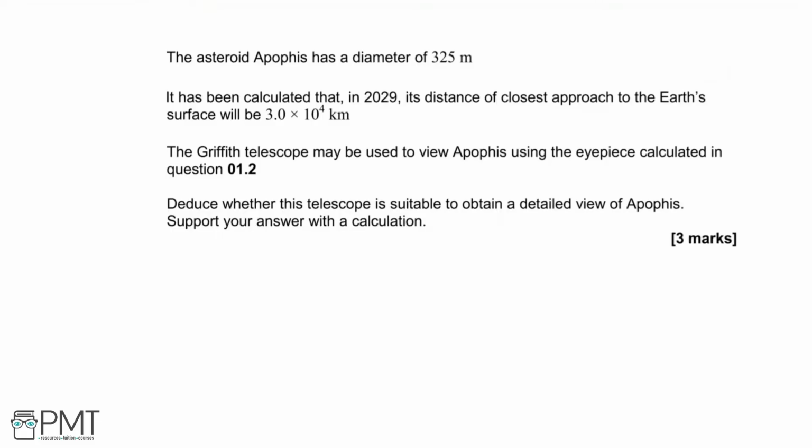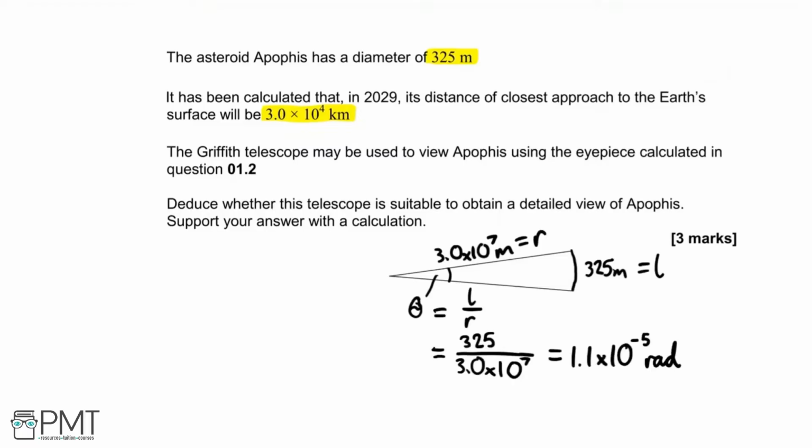The first thing to do in this situation is use the values that were given, which are the diameter of Apophis and its distance from Earth's surface, as these can be thought of as lengths on an arc diagram. So when viewing this from Earth, we can calculate an angular diameter of this asteroid. We would do this by dividing the arc length by the radius. So this gives us 1.1 times 10 to the minus 5 radians. You get a mark for making this calculation.